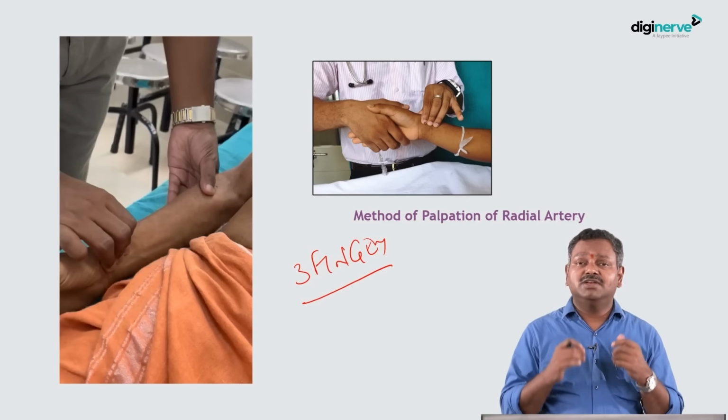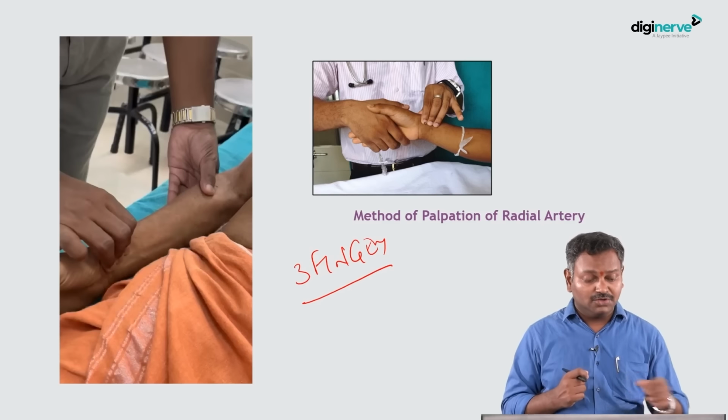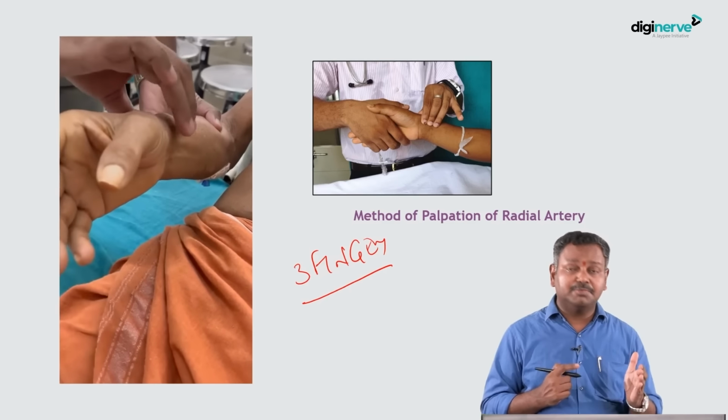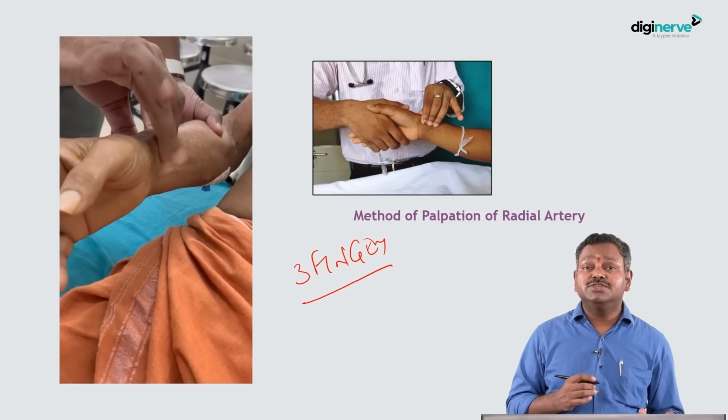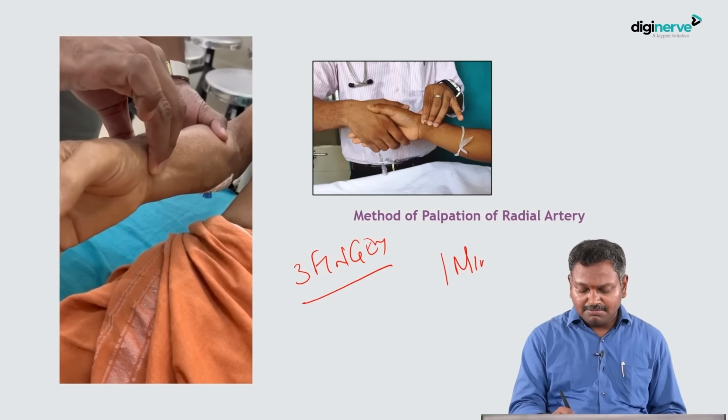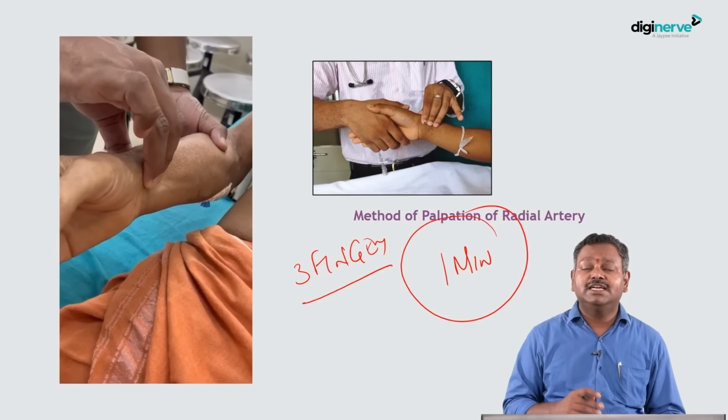And the middle one is where we feel the character, we count, everything is done by the middle finger. So that's how you do the radial pulse. So as we said, the semi-flexed, semi-pronated position, and then you're going to use your 3 fingers and you're going to feel for 1 minute full. Please remember, you have to calculate it for 1 minute.